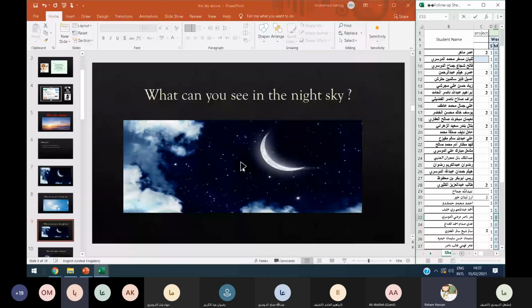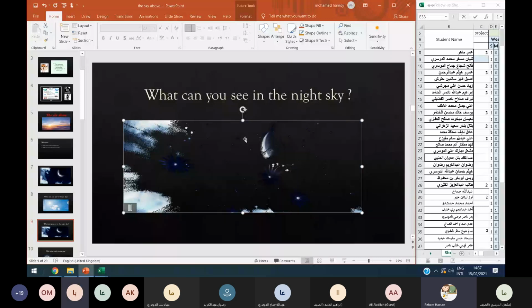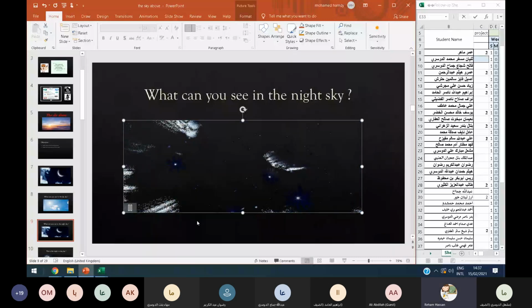What can you see? Yes, in the night sky. Look at the picture and tell me. Now the picture is clear. Check your connection. Teacher. Yes?